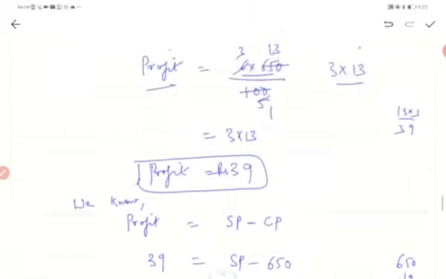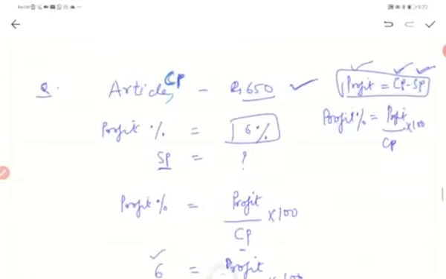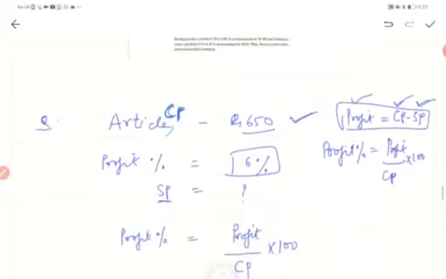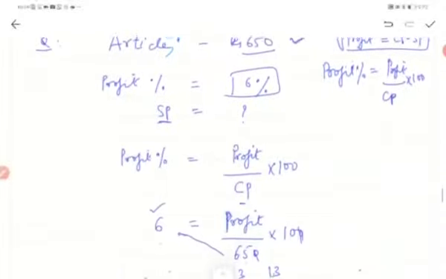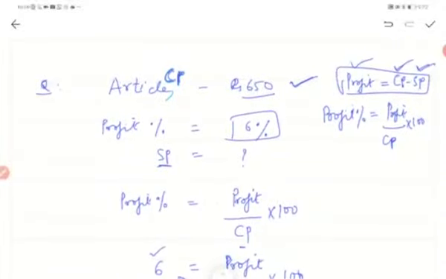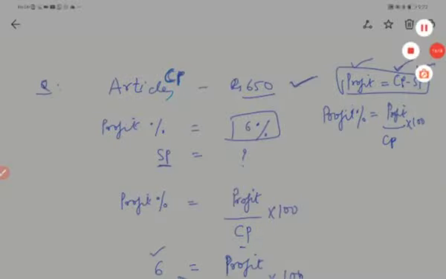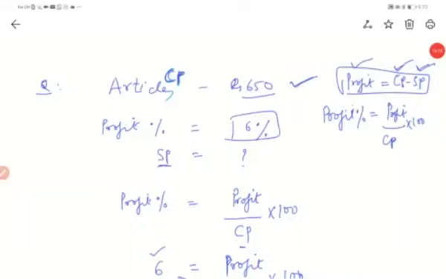In this way you have many problems. It's very fun solving these problems. Based on this profit and loss, we will do more and more problems in our Zoom meeting. If you have any doubt, you can get it cleared in the live class. I will stop here for today. Just go through the questions.